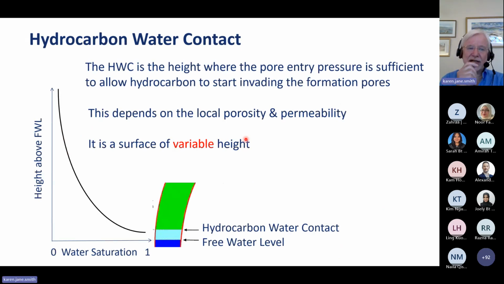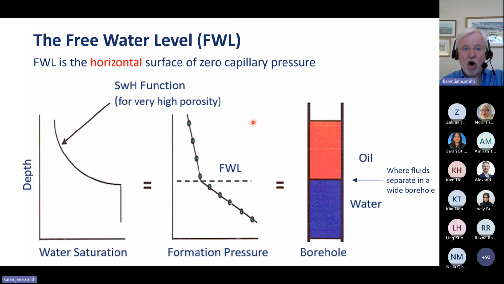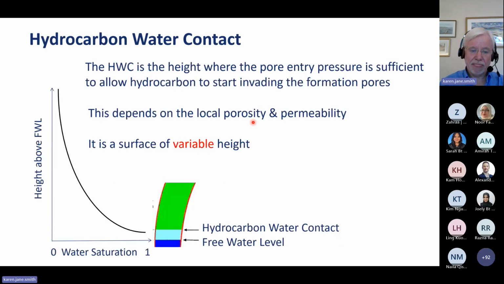I want to contrast that with the hydrocarbon water contact, which you can afterwards forget about. The hydrocarbon water contact is the height where the pore entry pressure is sufficient to allow hydrocarbon to start invading the formation pores. And this is dependent upon the local porosity and permeability. So therefore, it's a surface of variable height compared to the free water level, which is a horizontal surface, and it is defined by zero capillary pressure.